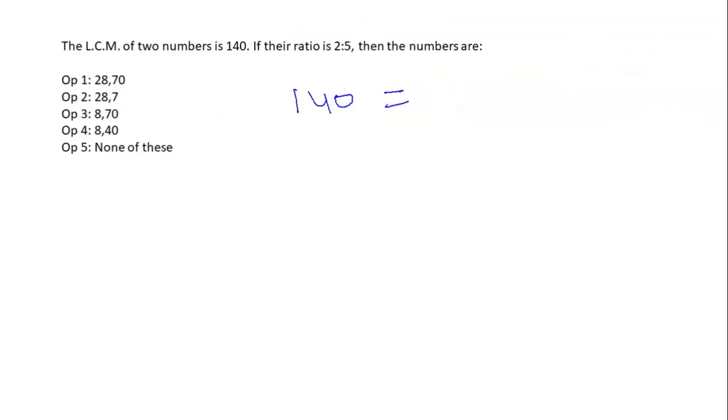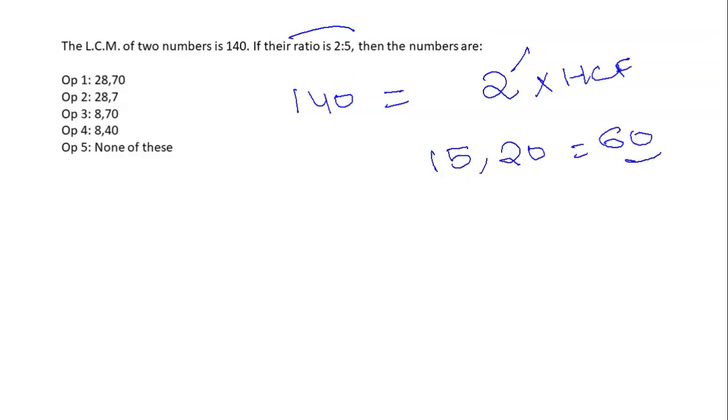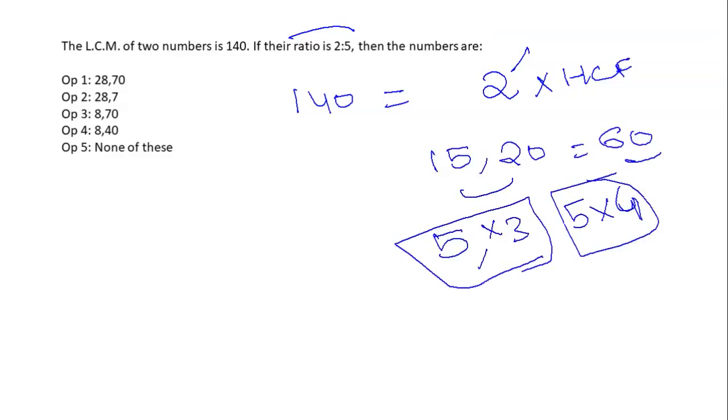Which means, see, the ratio into HCF gives a number. For example, LCM of 15 and 20, we know it is going to be 60. 15, 20 LCM is 60. HCF is 5. So 5 into 3 is the first number, 5 into 4 is the second number. 3 and 4 is nothing but the ratio. What ratio is there for 15 and 20? 3:4 ratio. Are you able to understand what I'm telling you? Why is it 3:4? 3 into 5, which is 15, 4 into 5, which is 20, where 5 is your HCF.